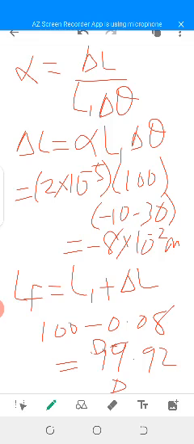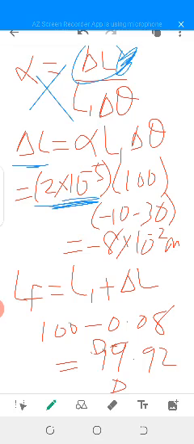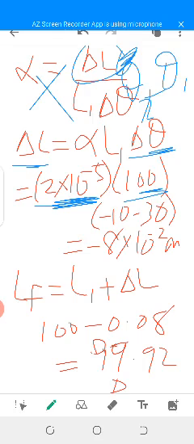Now, the formula for linear expansivity: alpha equals delta L over L1 delta theta. When we make delta L the subject of the formula, we have delta L equals alpha L1 delta theta. We are given alpha, which is the linear expansivity of that substance. You are given the original length, which is 100, and the change in temperature is from minus 10 to 30. So that means theta 2 minus theta 1. By the time you get that, you get delta L, the change in length, to be minus 8 times 10 to the power minus 2.